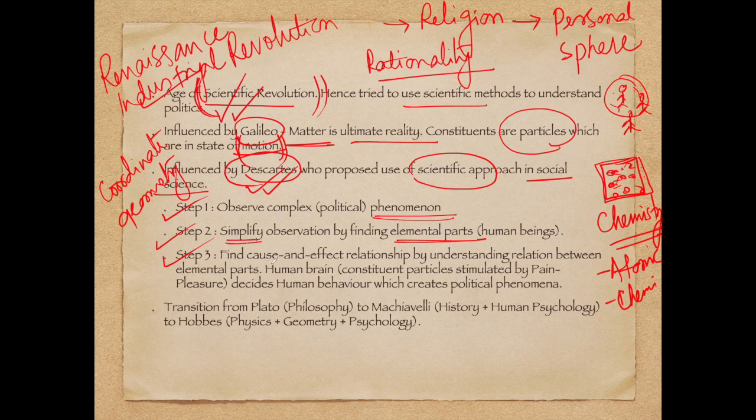Now the third step, that is the final step, is you have to find the cause and effect relationship between these elemental parts. What is the connection between these parts? Okay, so if you have a field where cricket is being played, there are all these elemental parts. There are 11 players from the bowling team, and there are 2 batsmen, and there is the umpire here, there is another umpire here. So you have to find what is the cause and effect relationship.